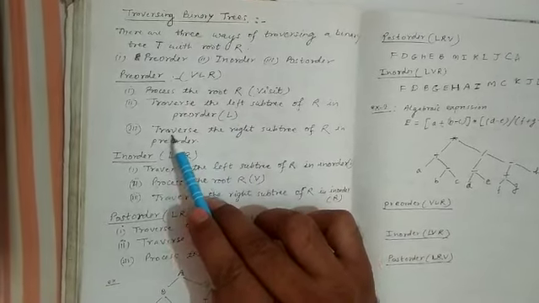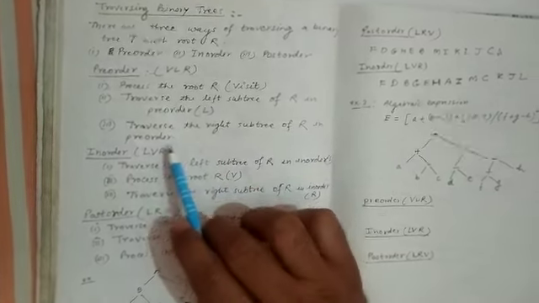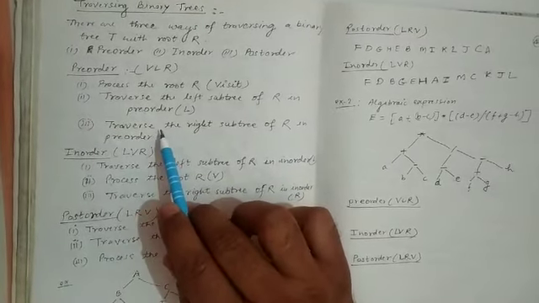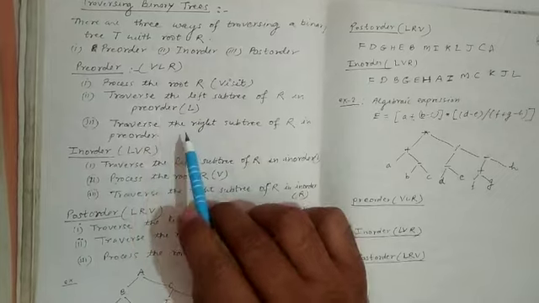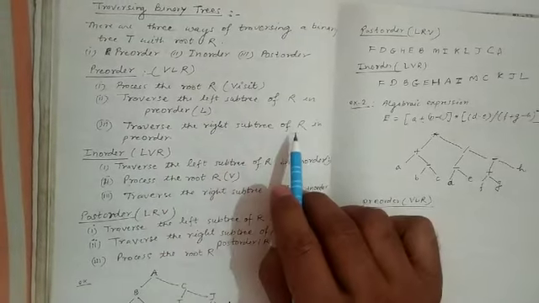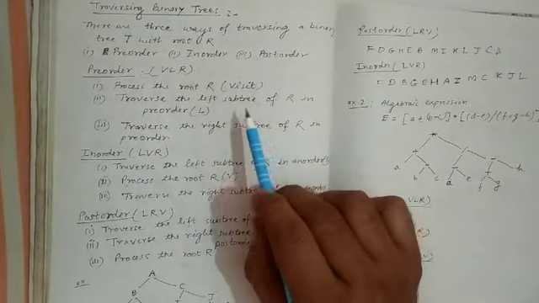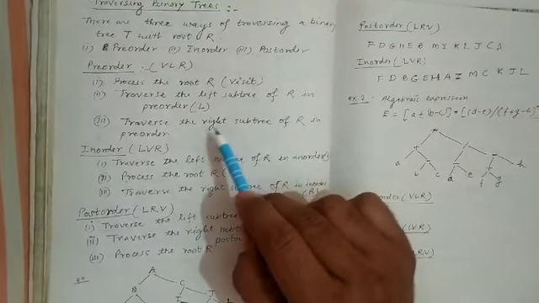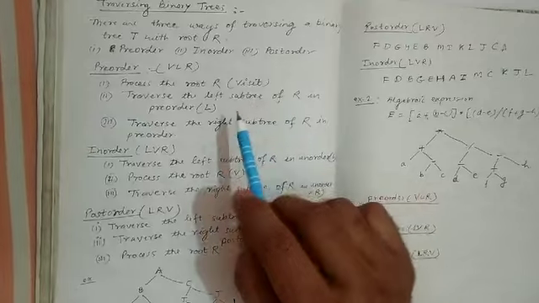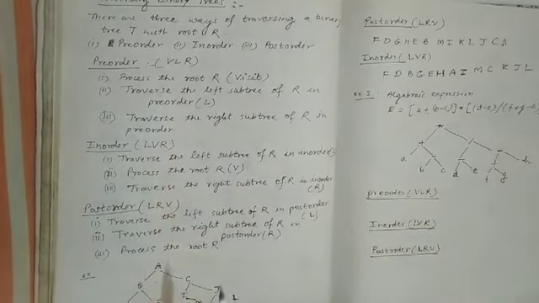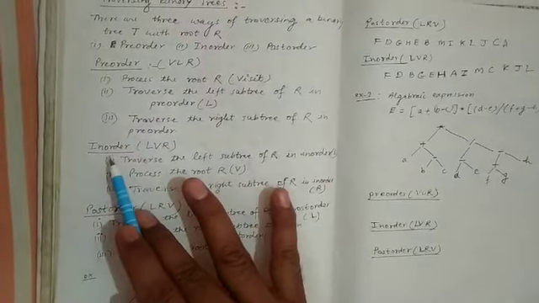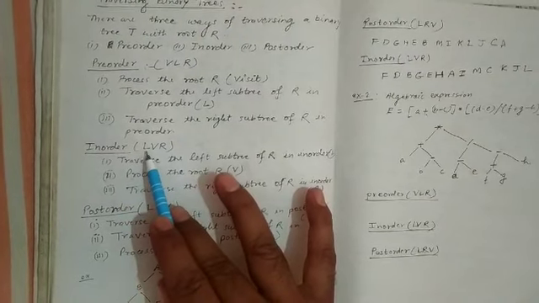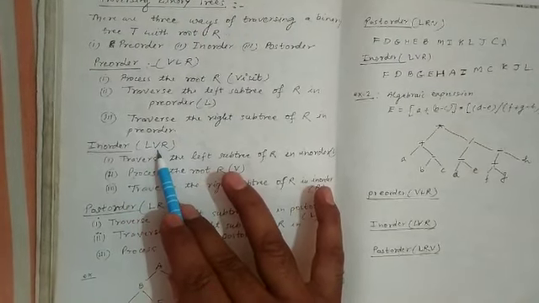Similarly, the third part is to traverse the right subtree of R in pre-order, and the third step is again to recursively call the same pre-order method for the right child of R. So basically these recursive methods will be called again and again, and finally we will get the pre-order traversal of a tree.